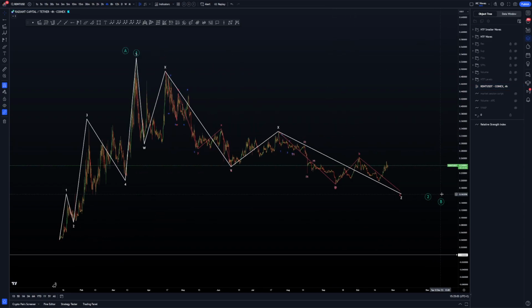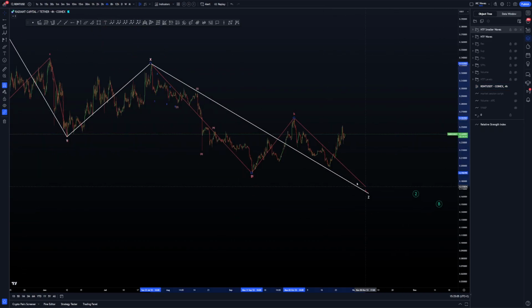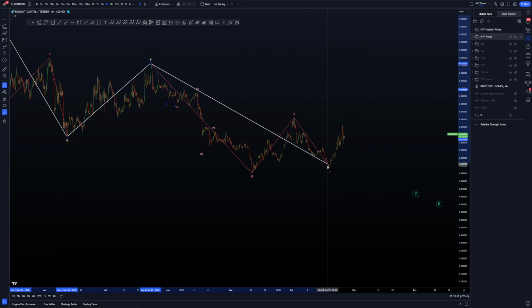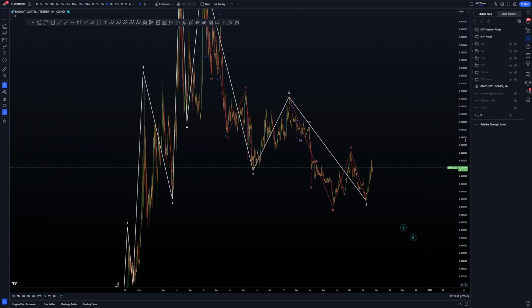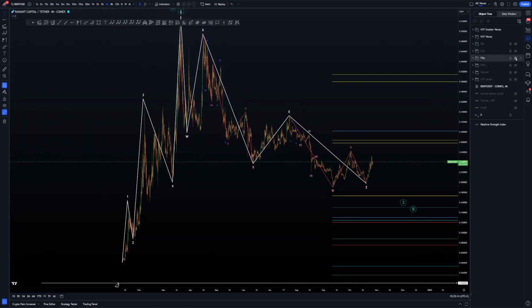So in that case, let's say that the bottom right here is in. We have a C wave done, a truncated C wave, the C is truncated, then we have in that case a Z wave done. We've got a bounce in that case from the first target. By the way, it's not here.